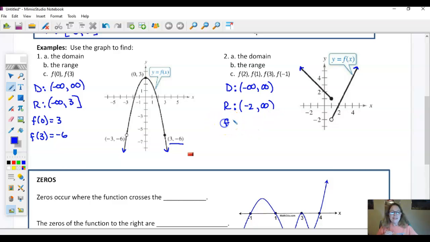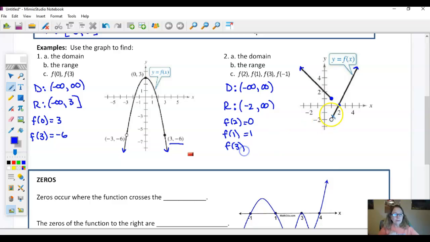Next on part C, let's find f of 2. So the x value is 2. What is the y value? Right there. Y value is 0. F of 1. So when x is 1, we don't have a y value at negative 2 because it's an open circle. So we're going to have to use this solid dot. So that is going to be a 1.